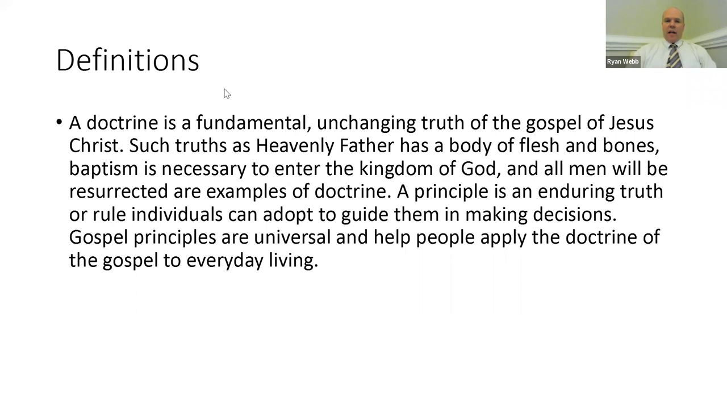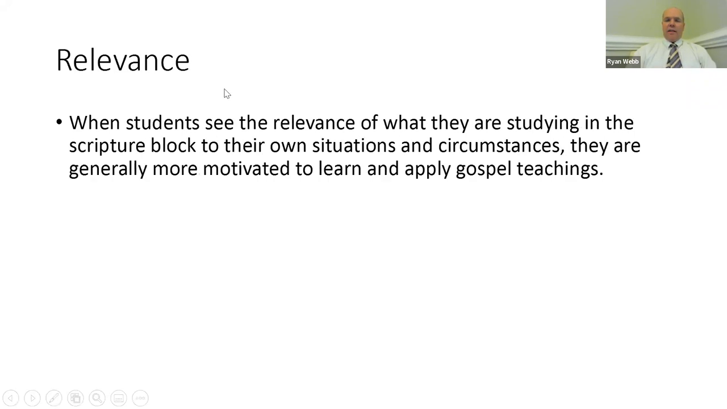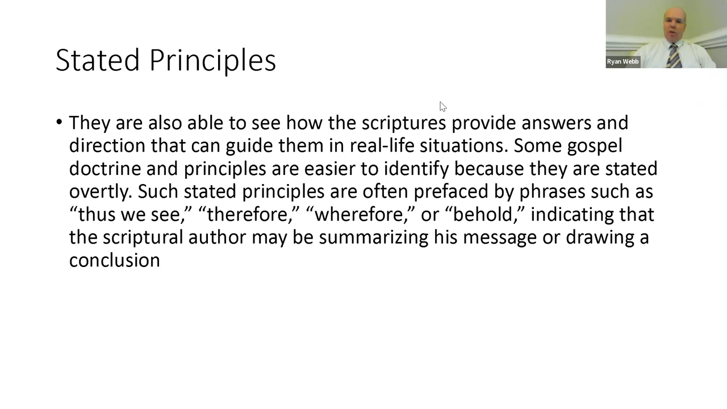Okay. Now that we've kind of defined it, let's talk about two different types of principles here. There's stated principles. They're just stated, right, by the author themselves. And they usually start with like, therefore, thus we see, or behold. The Book of Mormon has the most stated principles, where Mormon himself is saying, and here's what you should be getting if you're not getting it from the story, right? These are called stated principles.